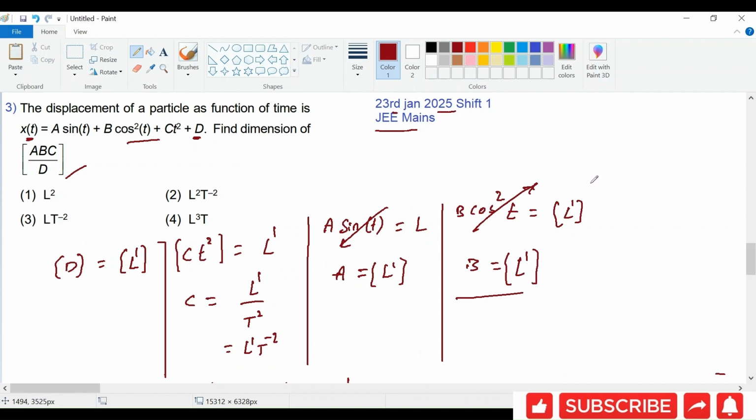Finally, we want dimensions of A, B, C by D. A is L power 1, B is L power 1, C is L power 1 T power minus 2, by D, L power 1. L power 1 cancels. So finally I got L power 2 T power minus 2 as the dimensions. Option number 2 is the correct answer.